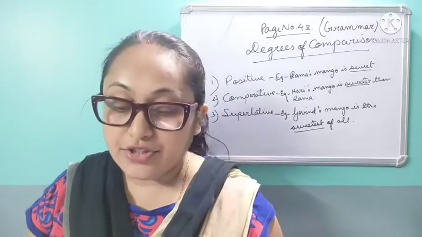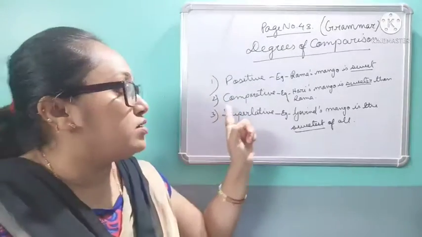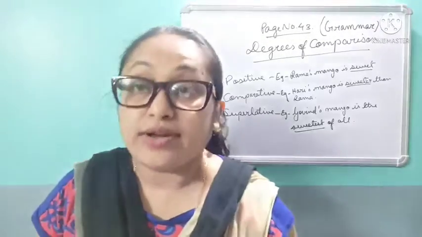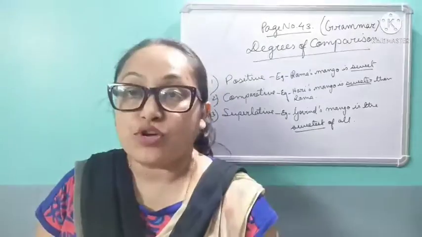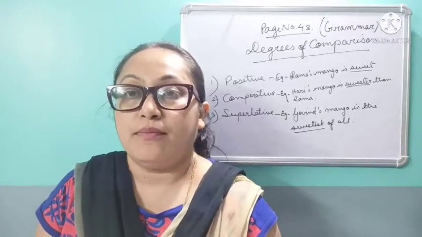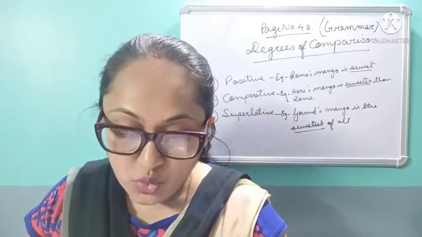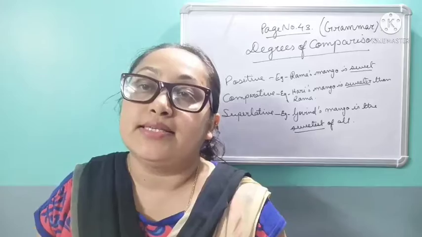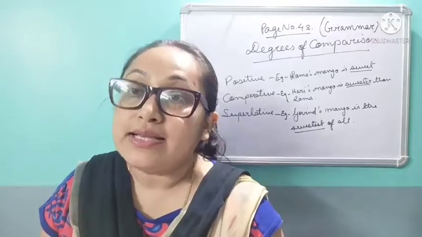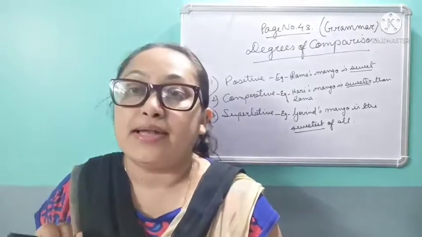Now, there are three degrees of comparison. The first one is positive degree, the second one is comparative degree, and the third one is superlative degree. Now what is positive degree? The positive degree of an adjective is the adjective in its simplest form. It is the main adjective. It is used to denote the mere existence of some quality. In positive degree, no comparison is made.